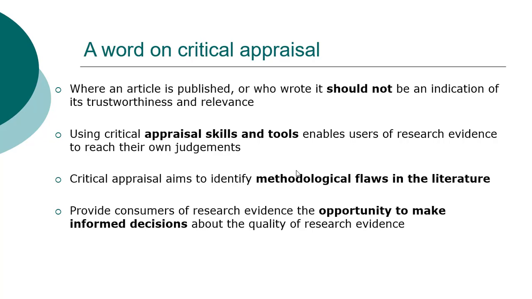We tend to be swayed by what is called the halo effect. If a person or a particular journal is reputed, then we tend to consider that everything that is reported in it or by this person must be true. This is called the halo effect, and the contradiction is called the horn effect. If you believe that the journal is not very good, then every article that is published in it we consider as not worthwhile. But where an article is published, which journal, which country, or who wrote it should not be an indication of its trustworthiness and relevance.